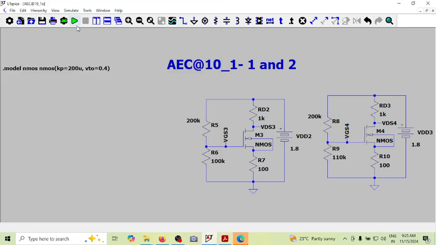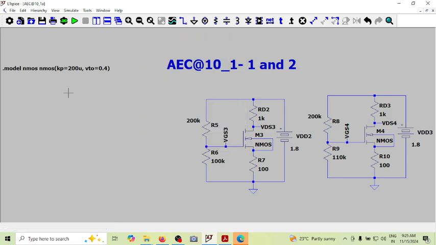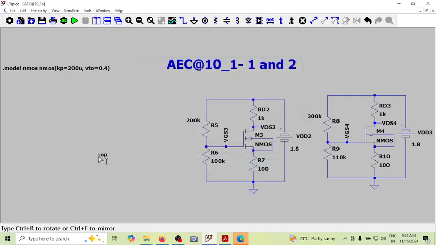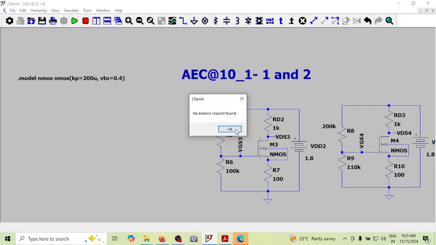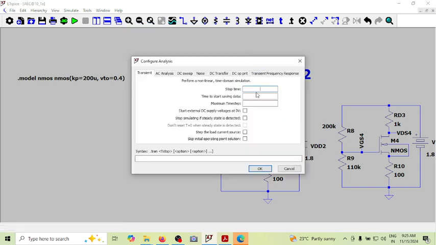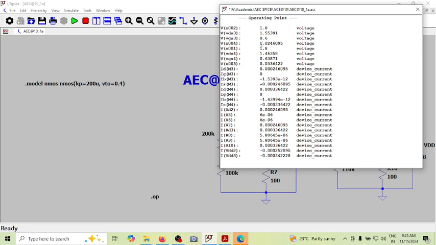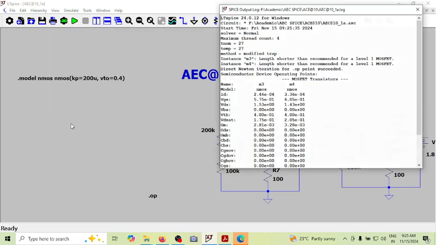Let me run that and see. Sorry, the dot op is missing. So let me add the dot op, and then run this. No analysis is found. The dot op is still missing. I will select this, do this, and then show it. Now this is your dot op. These are your different DC voltages and currents. Let me go to this view and then see the output log.